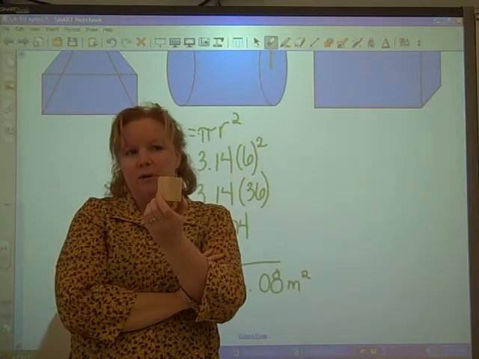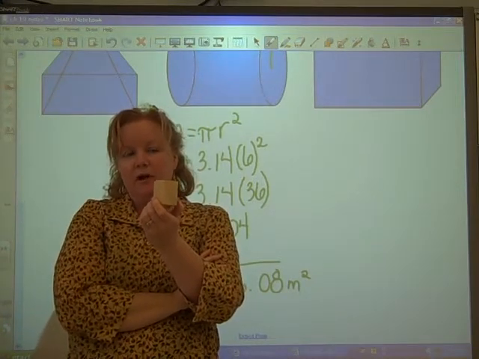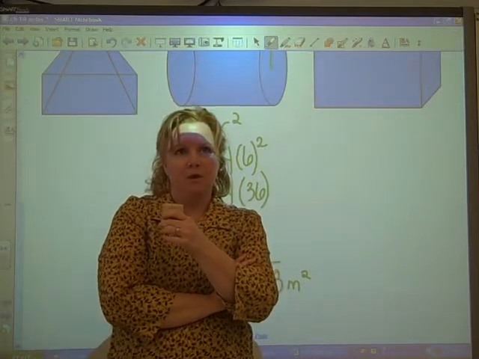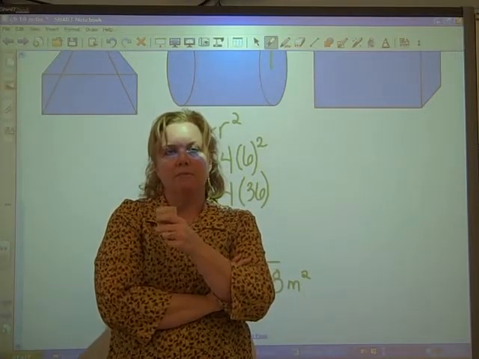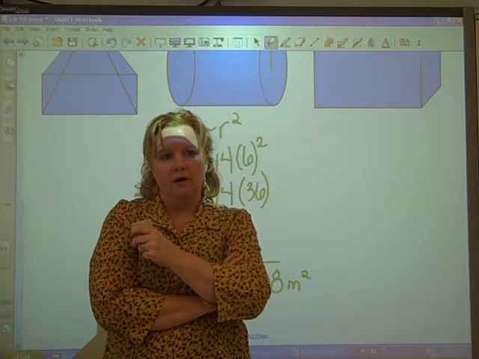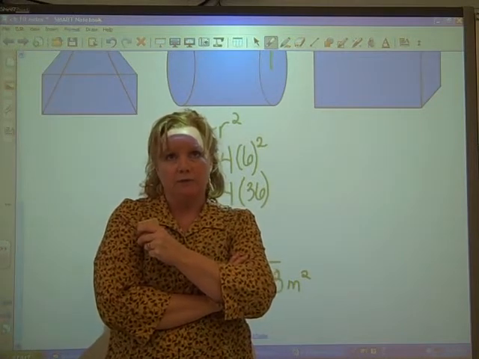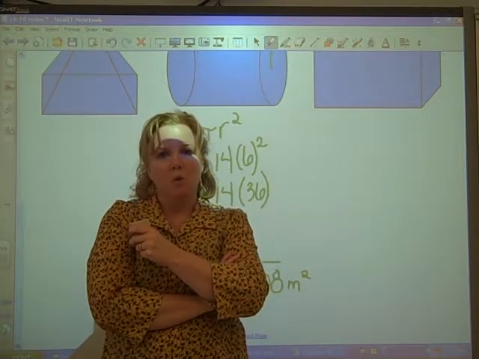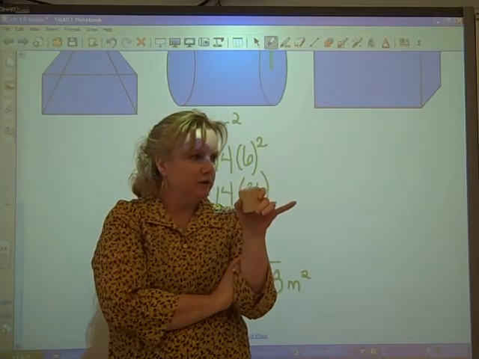Okay, so I want you to think about a soda can. What if you took the top and the bottom off of a soda can and you cut it down the middle and opened it up? What shape would you get? I heard it. Rectangle. A rectangle.